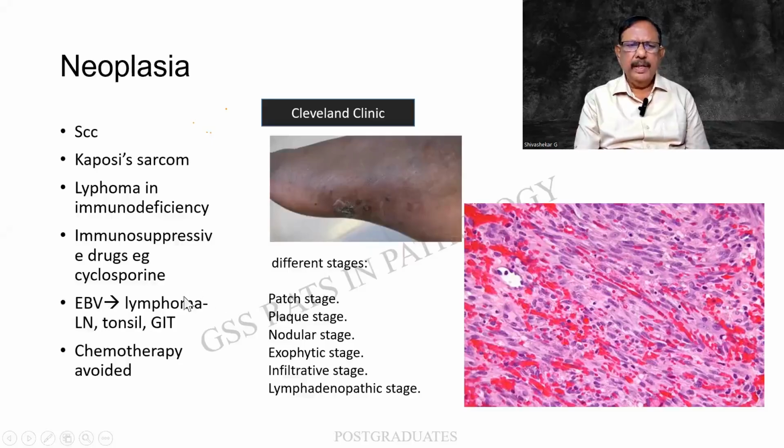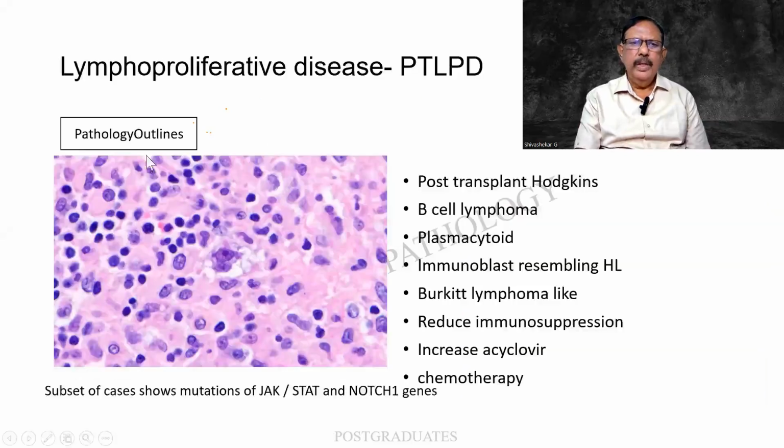An Epstein-Barr virus can cause a lymphoma in the lymph node, tonsil, or even the GIT, wherein the chemotherapy is avoided. Post-transplant lymphoproliferative disease can be a Hodgkin's or Hodgkin's-like lymphoma, plasmacytoid lymphoma, immunoblast resembling Hodgkin's lymphoma, and a Burkitt lymphoma. So here again, I do not know whether it is a Reed-Sternberg cell or a Reed-Sternberg-like cell, thanks to pathology outlines, and there can be mutations in these genes.